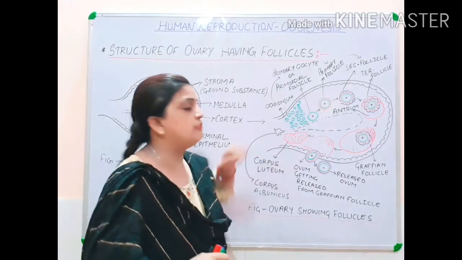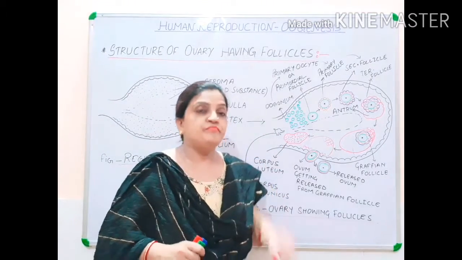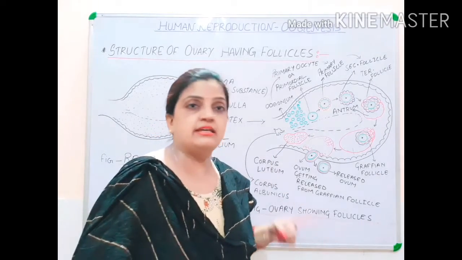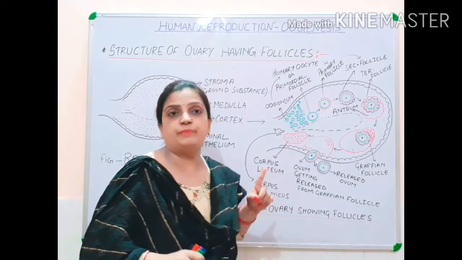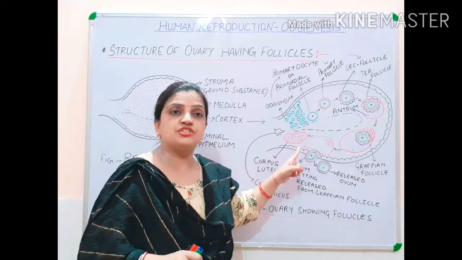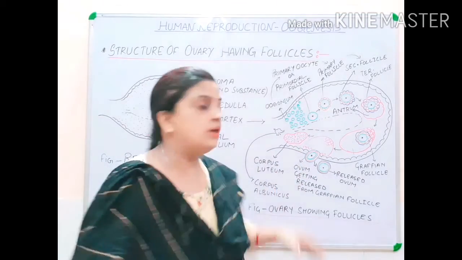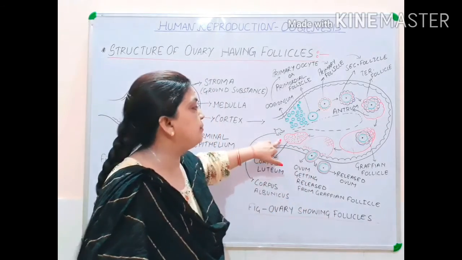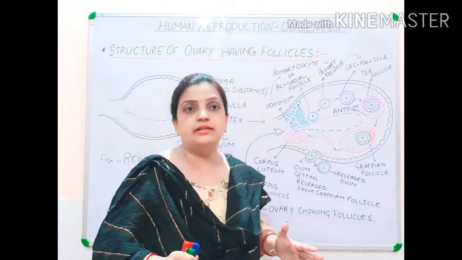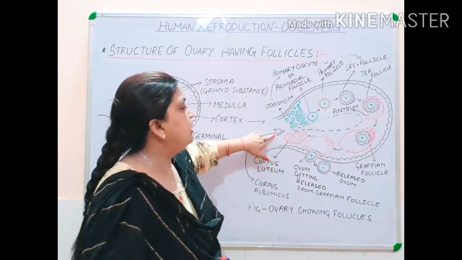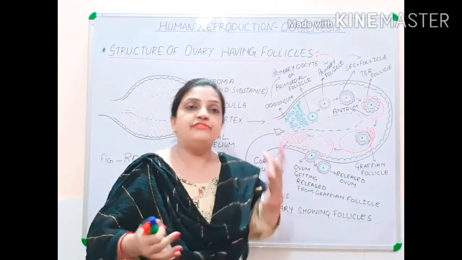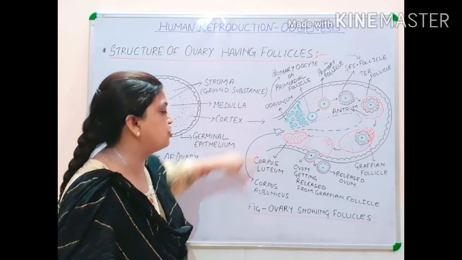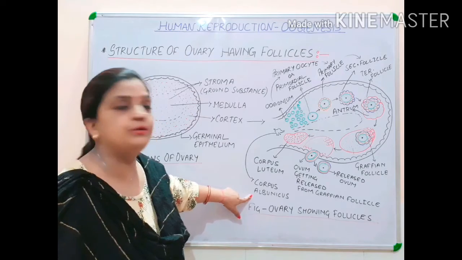Why? Because the function of corpus luteum is to release progesterone, and progesterone is needed throughout the pregnancy period. If pregnancy is not staying inside the body of a woman, then the need of this progesterone will be nil. It is not needed. So what will the body do with this corpus luteum? It will get degenerated, and the whole structure will degenerate into a white scar-like structure, which is called corpus albicans.